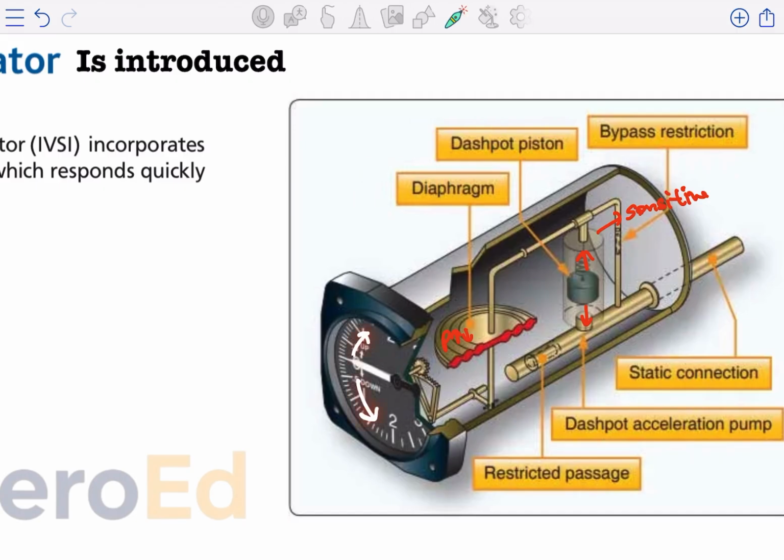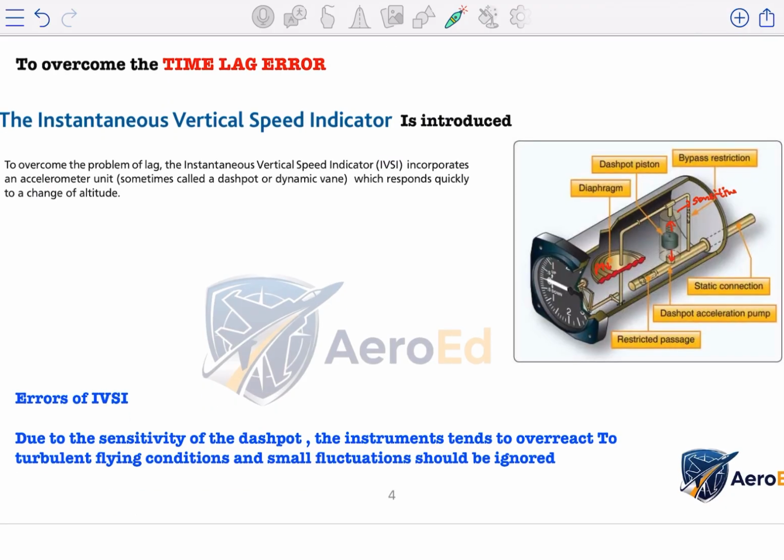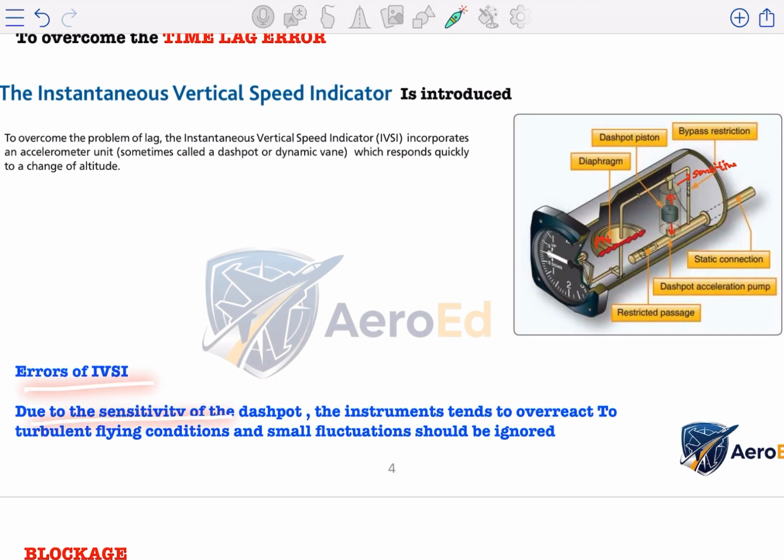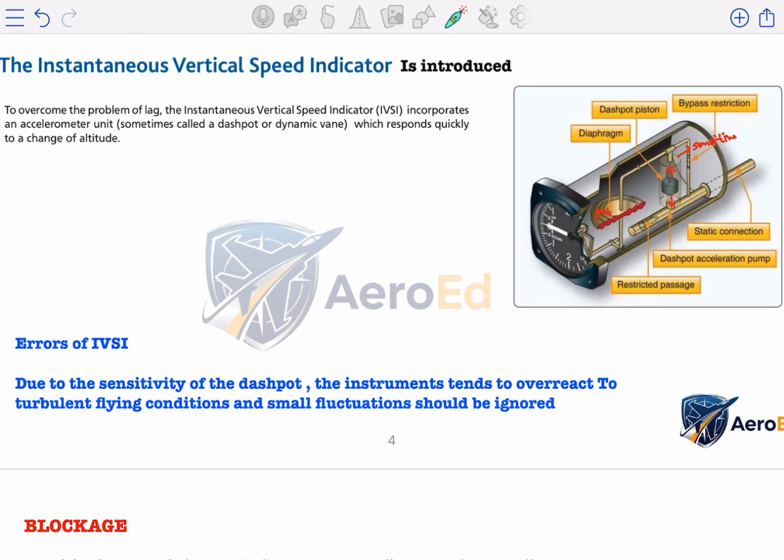But there is an error in the IVSI, which is due to the sensitivity of the dashpot. The instrument tends to overreact to turbulent flying conditions, and small fluctuations should be ignored. This accelerometer unit is so sensitive that even turbulence, which causes a fluctuation of pressure or a slight climb or descent, will make the VSI still show an indication of climb and descent, which is not necessary because it is due to the turbulence and not the aircraft.